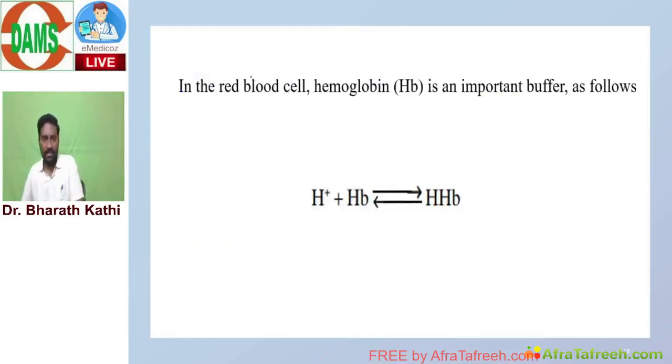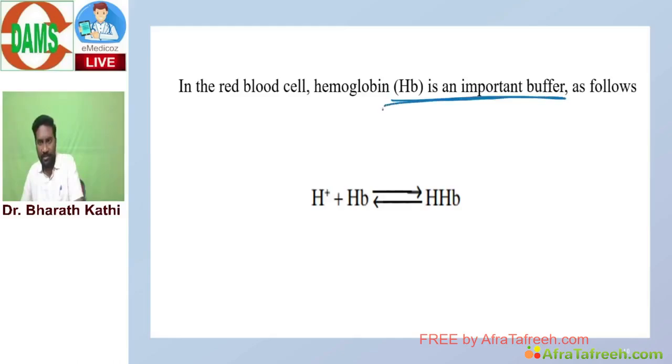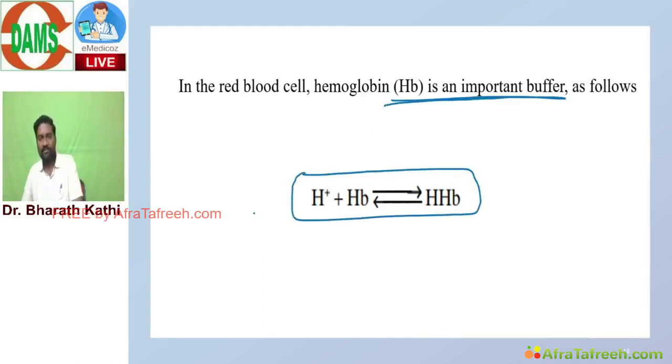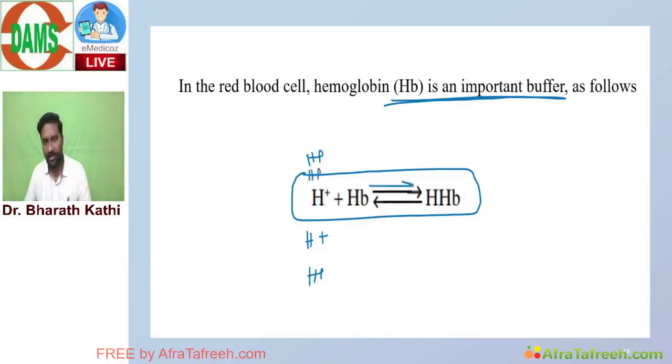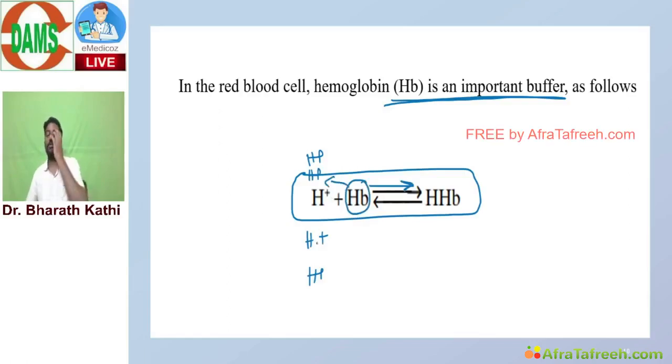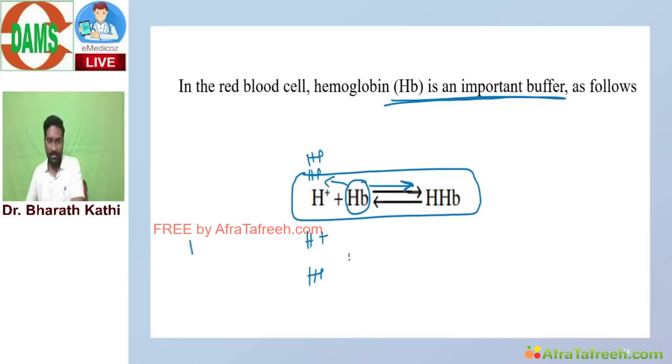In the same way, in the red blood cell, hemoglobin is an important buffer. It works on this principle. H plus and hemoglobin give rise to H hemoglobin. In the same way, whenever there is excess H plus in your body, this equation can travel in this direction. What happens is, hemoglobin binds with H plus, resulting in consumption of H plus.